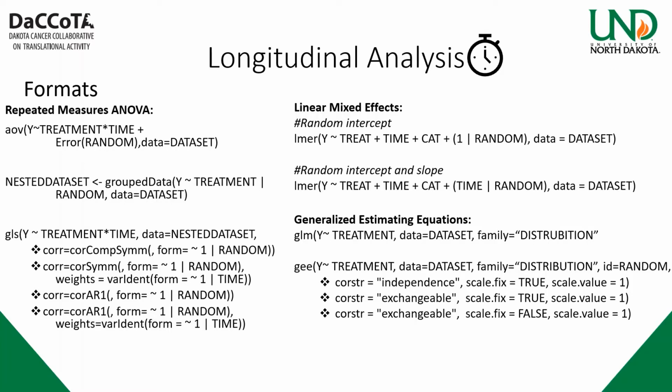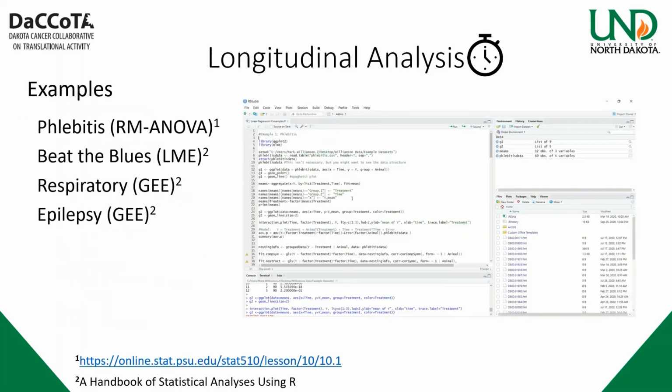Then you add your random statement, and then your different correlation structures. Can be independence, which is the naive version, or exchangeable, and you can set your scale to be fixed or not, and we'll look at these more in detail. It's the general idea.